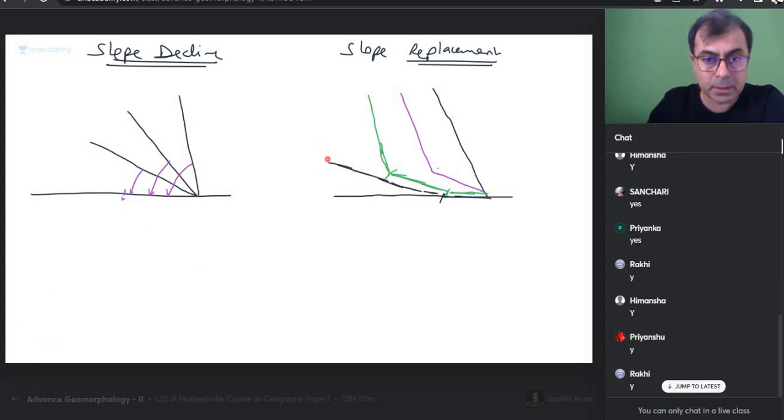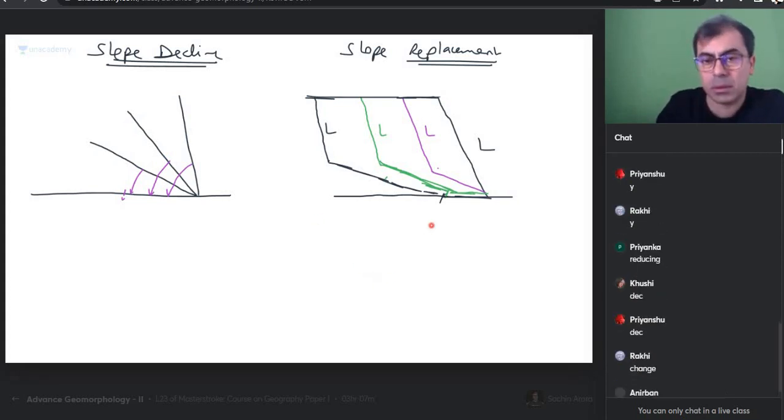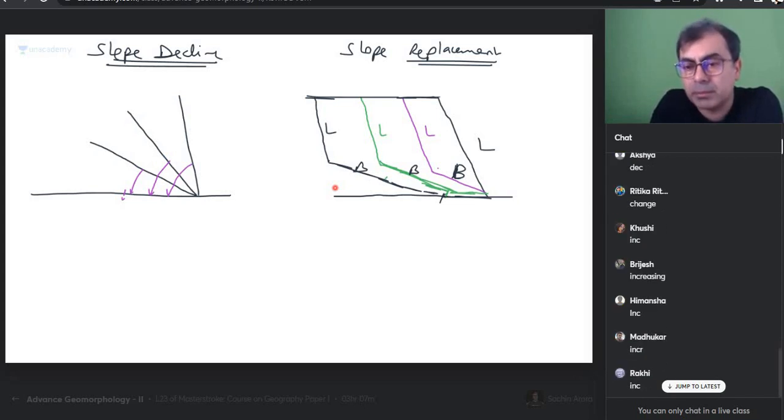Please pay attention to what I have done and try to understand that. Don't draw, first see what I have done. Everyone, L. What is happening to the size of the length, the vertical length? Is it the same or changing? So it's reducing. Okay. Let me write down B. What is happening to the length of B? That's increasing.